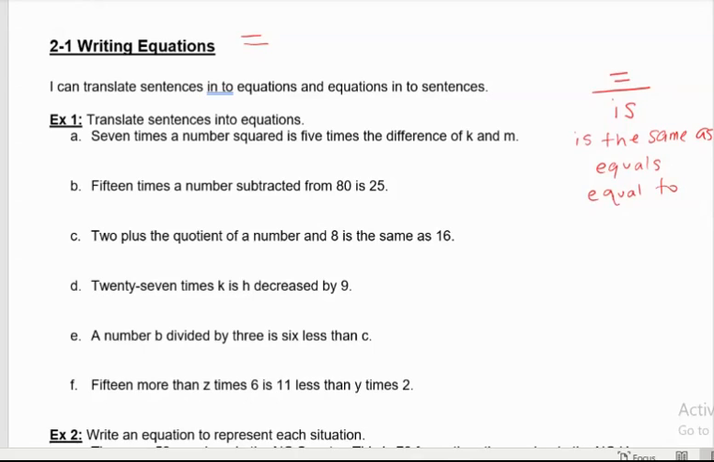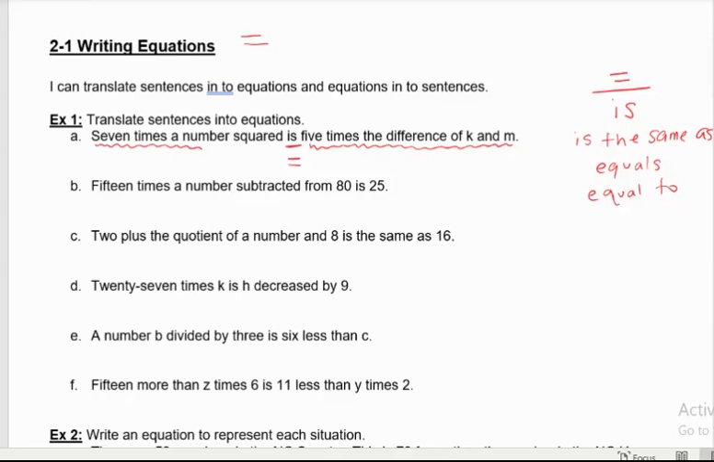to show us that that is our equation symbol. Now what an equation is, it's two expressions, one on each side of an equal sign. So here I have 7 times the number squared, "is" tells me equals, 5 times the difference of k and m. So now I'm looking at two separate expressions on both sides of the equal sign.